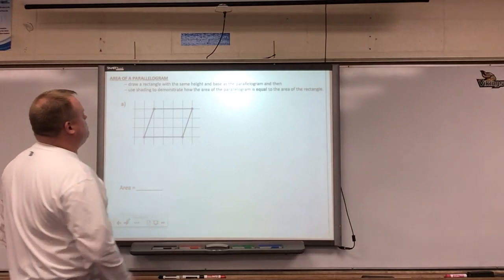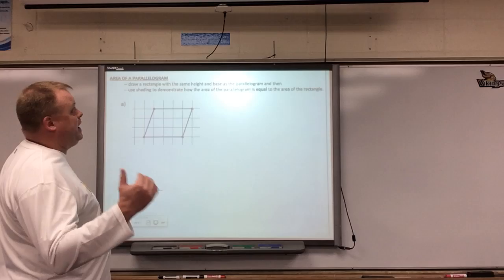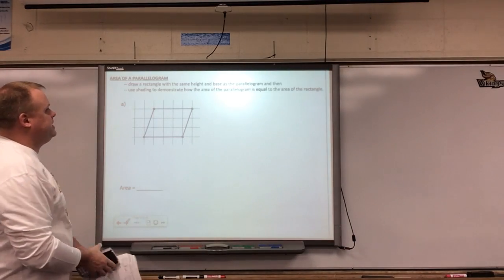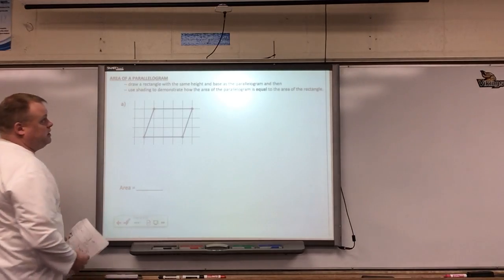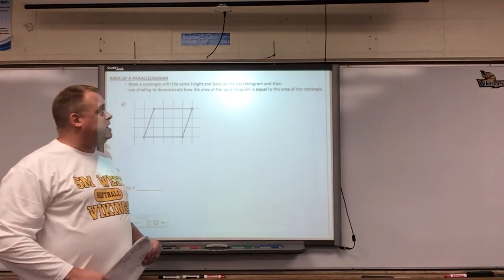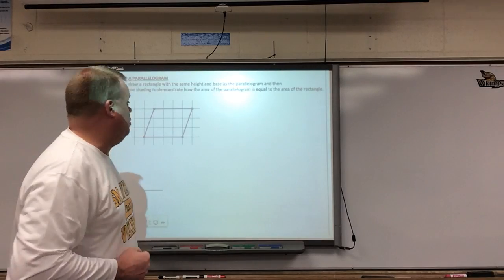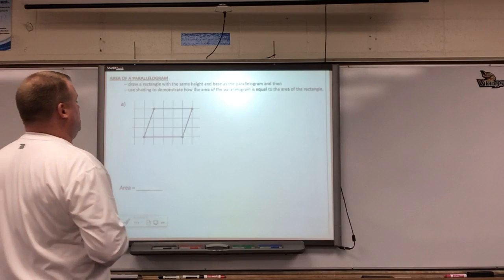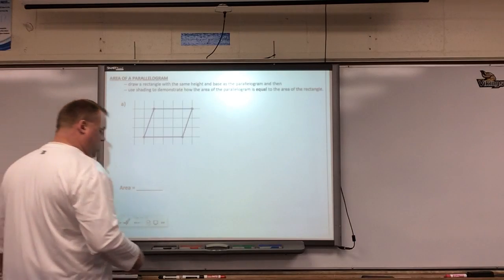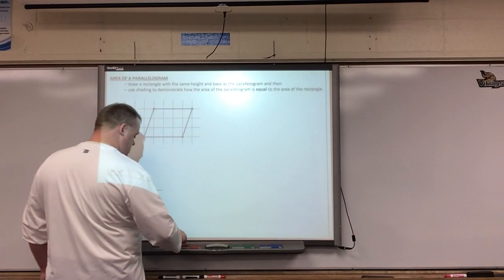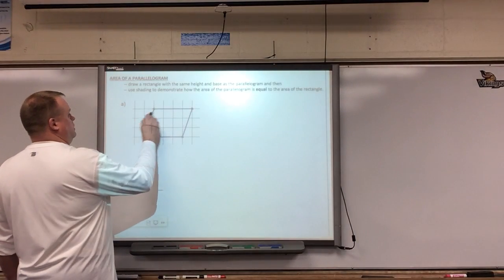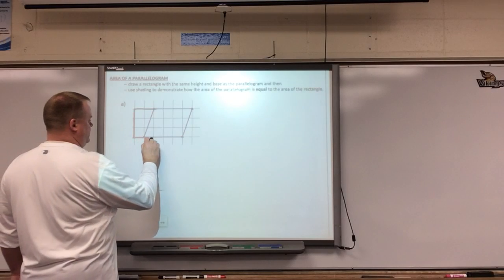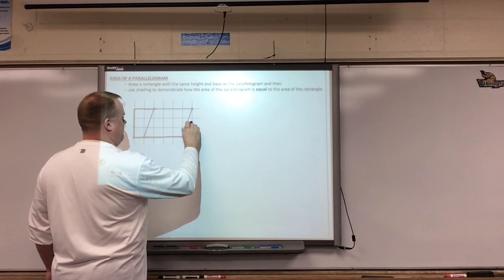This one says, draw a rectangle with the same height and base as the parallelogram. We got a parallelogram this time. And then use shading to demonstrate how the area of the parallelogram is equal to the area of the rectangle. So here we go. I'm going to draw it. Do exactly what it just asked me to do.